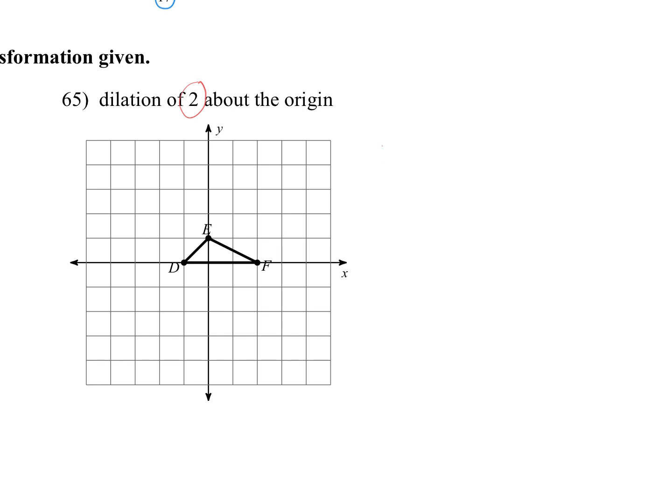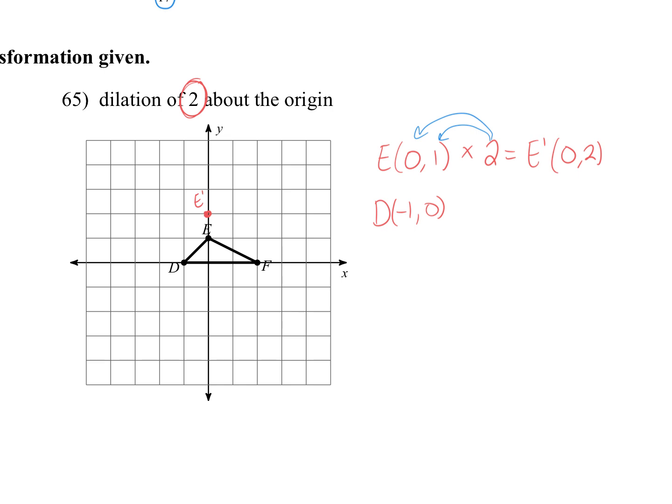Okay, so with these, I look at each coordinate. What is my coordinate of E? 0, 1. What am I doing to each coordinate? Multiplying it by whatever that scale factor is. So I'm going to multiply by 2. So E prime is what? 0, 2. Yep, I'm distributing this 2 to both the x and the y. So my new E coordinate is at 0, 2. So then I do the same thing for D and F. What is my coordinate for D?